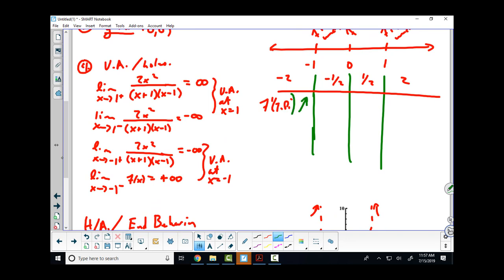Okay. When we plug in -1/2, it will be the same. We'll be increasing. When we plug in 1/2, we'll be decreasing. When we plug in 2, we'll be decreasing. Okay.